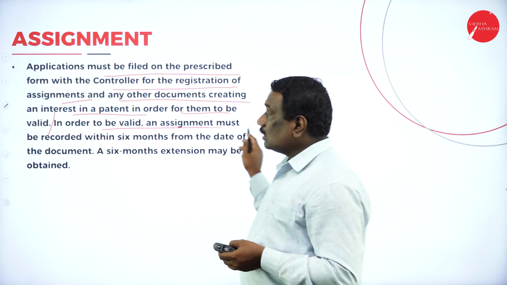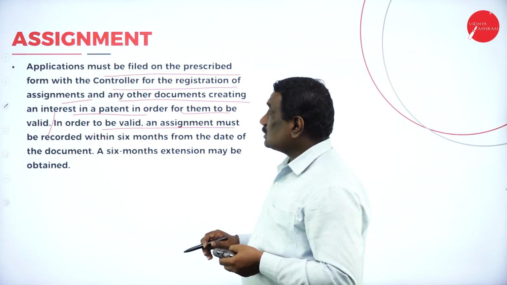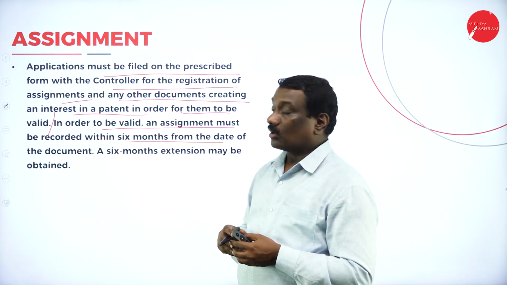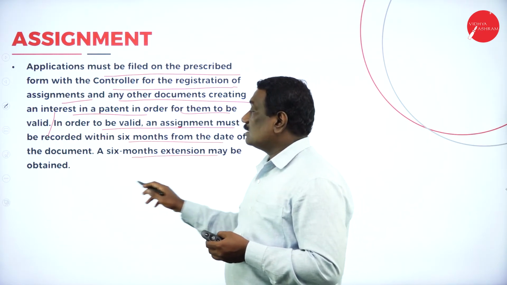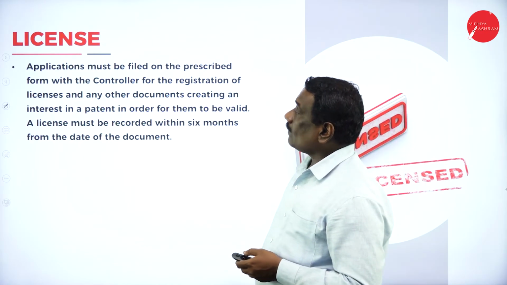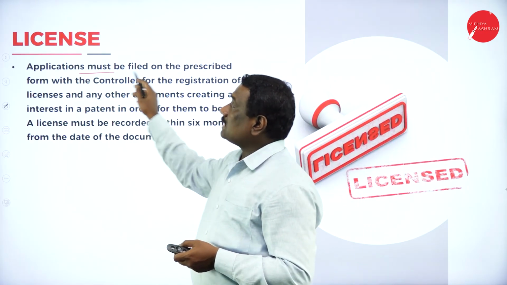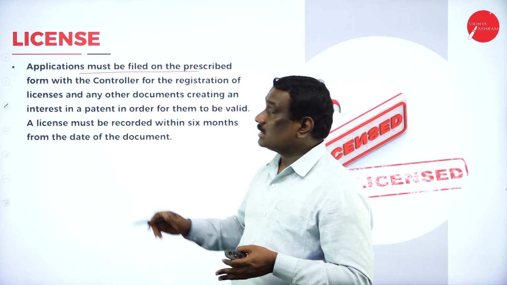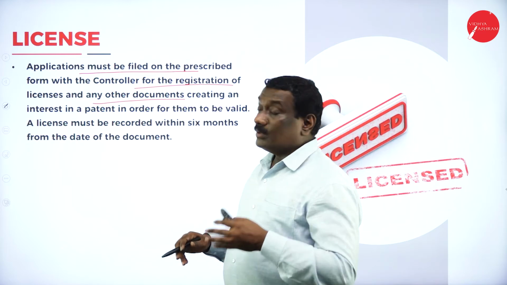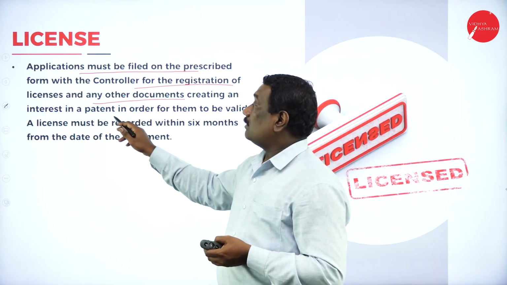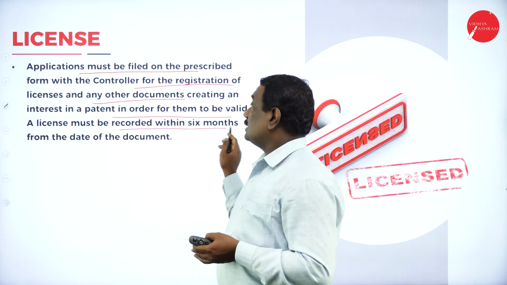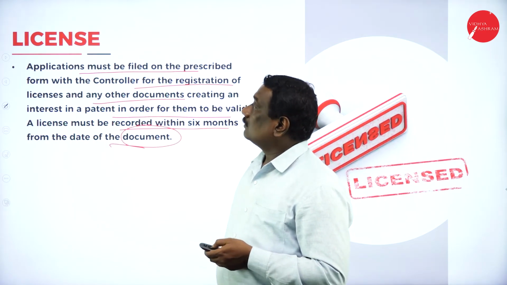And it says in order to be valid, an assignment must be recorded within 6 months from the date of that particular document, and a 6 months extension may also be obtained for assigning. Coming to the license part, students, it says application must be filed with a prescribed form, that is with the controller, for the registration of licenses or any other documents which is creating an interest on the patent in order for them to be valid, and a license must be recorded within 6 months from the date of document.